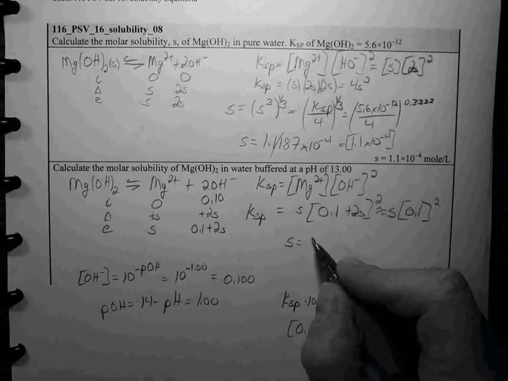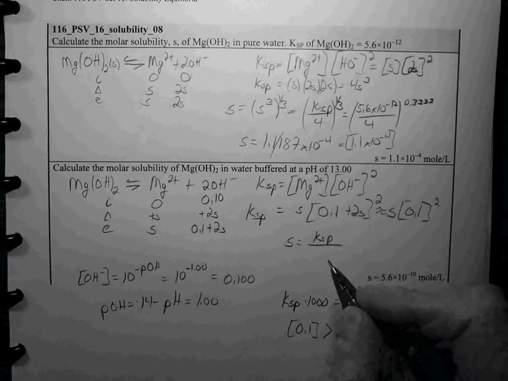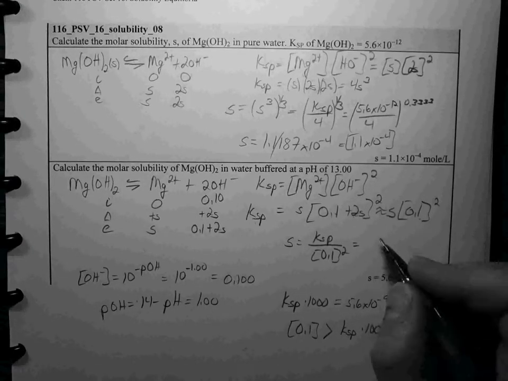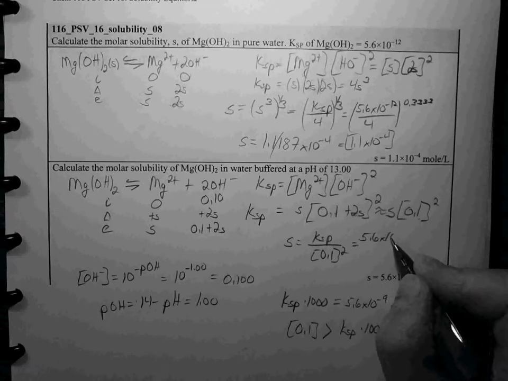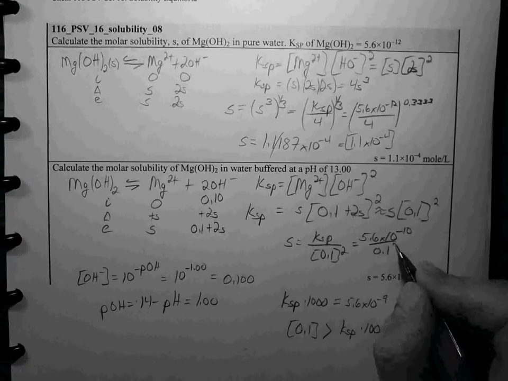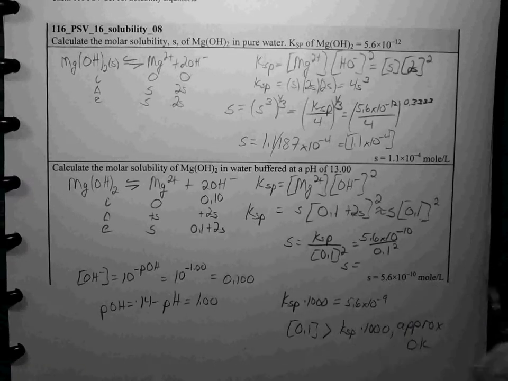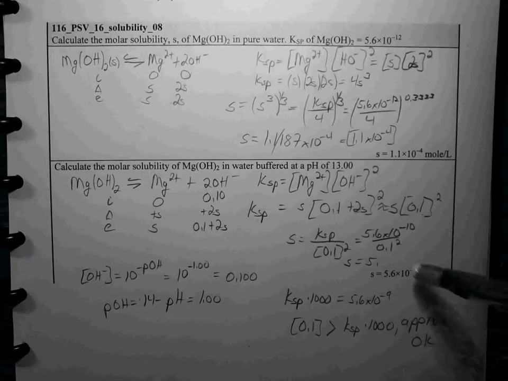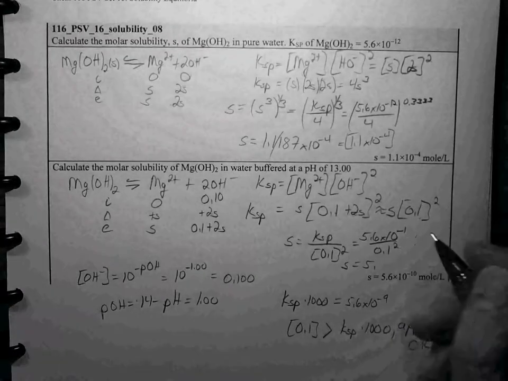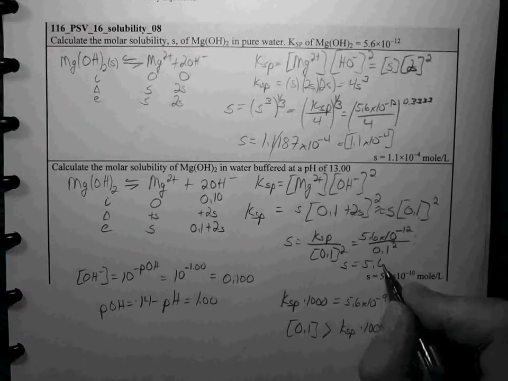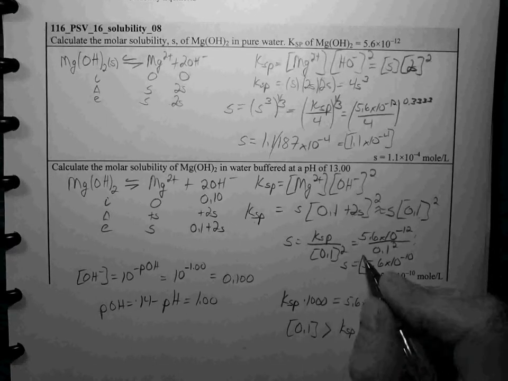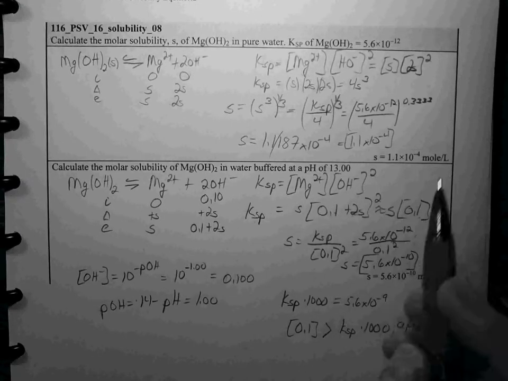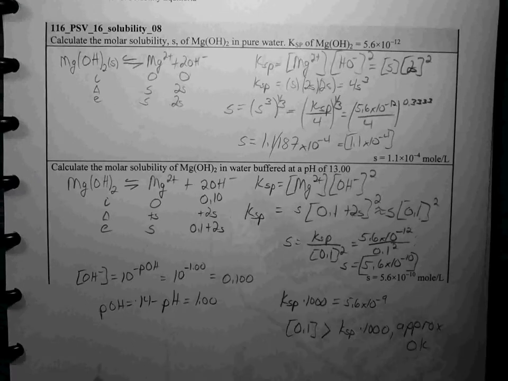So S is equal to KSP divided by 0.1 squared, and our new solubility is 5.6 times 10 to the minus 10 moles per liter, which we see is much smaller in basic solution than in pure water.